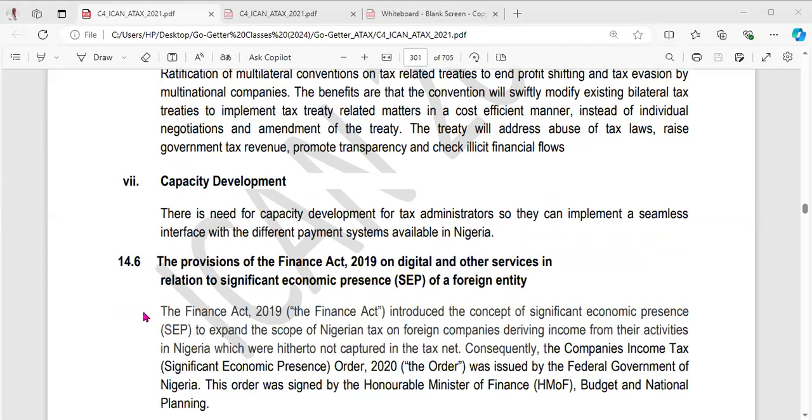There is a need for capacity development of tax administrators so that they can implement seamless interface with different payment systems available in Nigeria. So, we have talked about that.